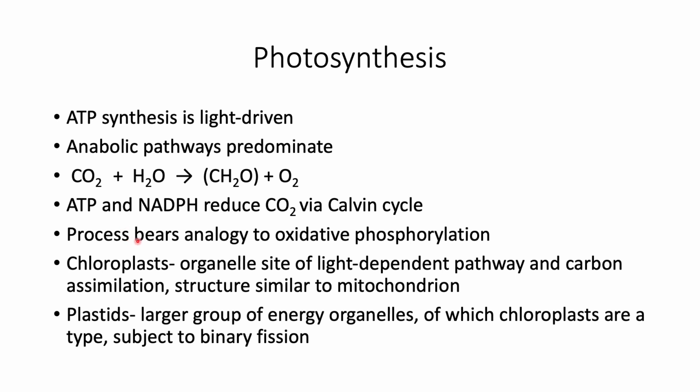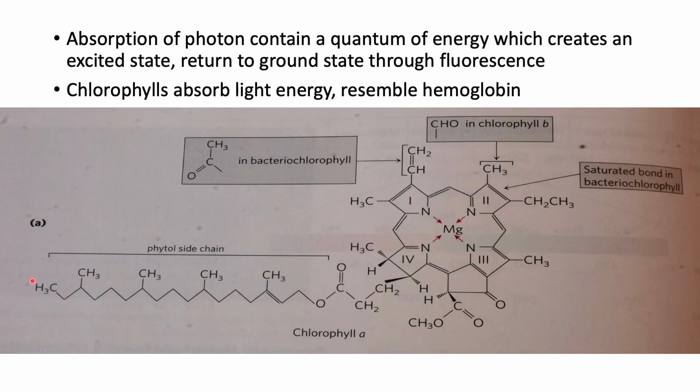The process does bear analogy to oxidative phosphorylation. The chloroplasts are analogous to mitochondria in that this is an organelle, which is the site of the light-dependent pathway and carbon assimilation. Plastids are larger groups of energy organelles, and chloroplasts are a type of this, and they're subject to binary fission. So you have absorption of a photon, which has a quantum of energy, and that creates an excited state, which returns to the ground state through fluorescence.